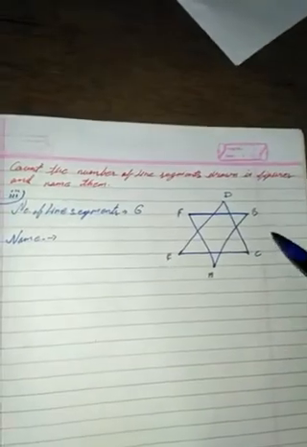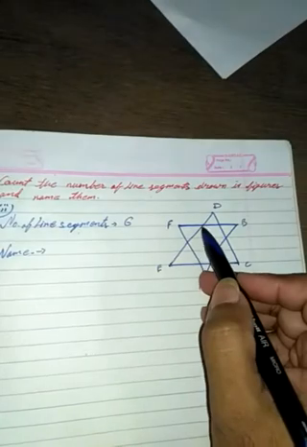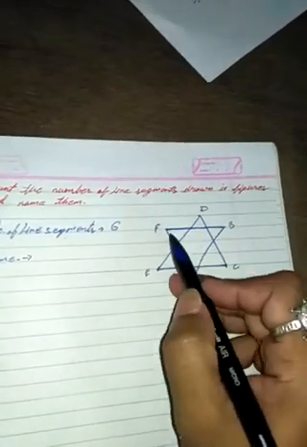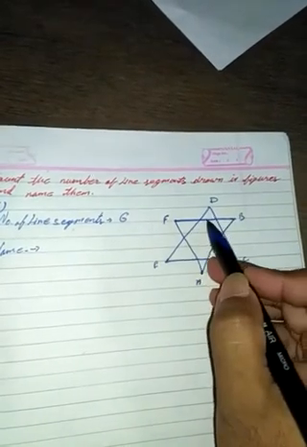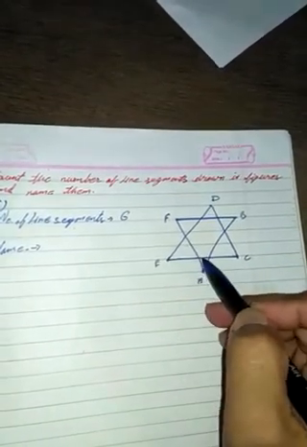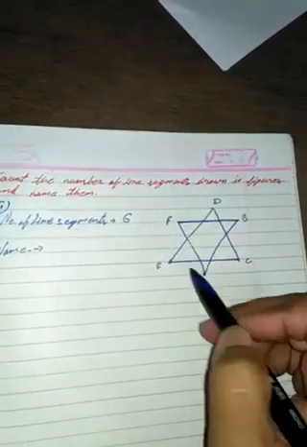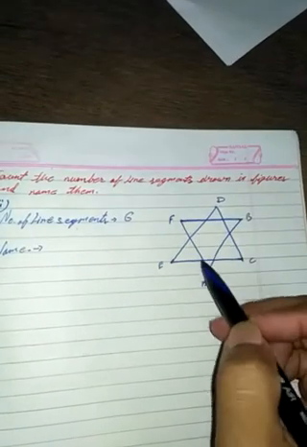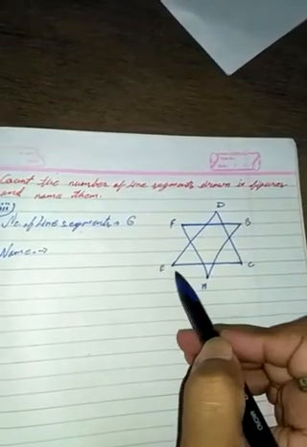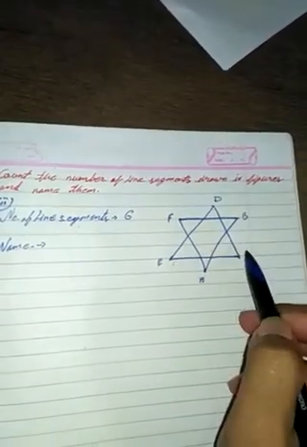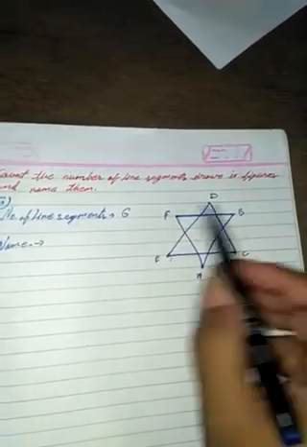Because no points are given in this figure, no names are here for this point F and B and this point E. Now in this figure these points have no names, so we take F to B, E to D, E to C only. Okay. Now the number of line segments is 6.